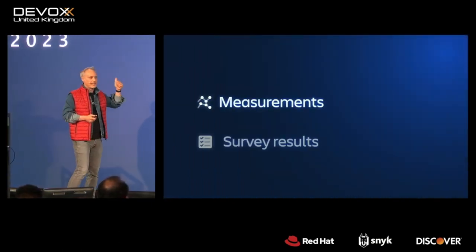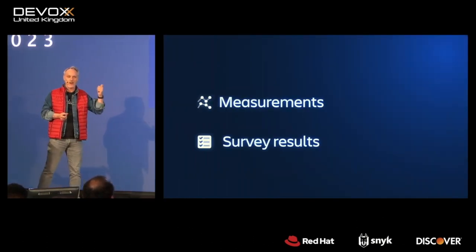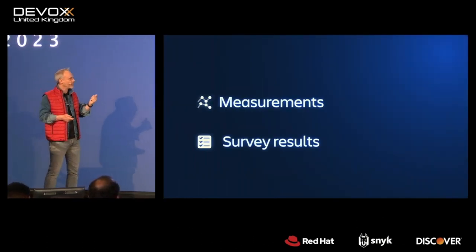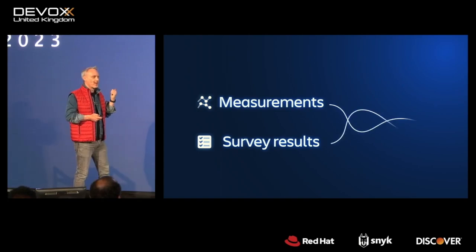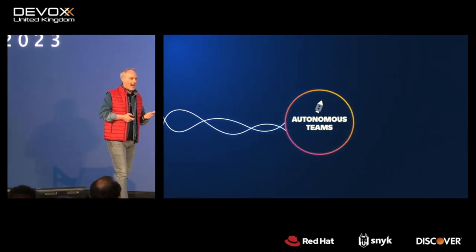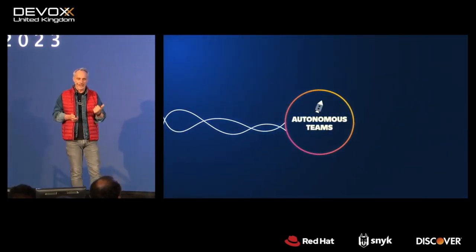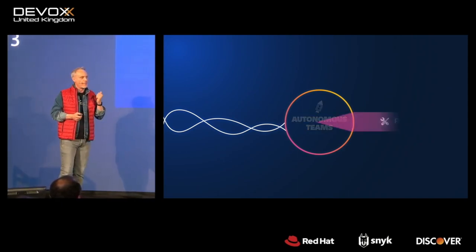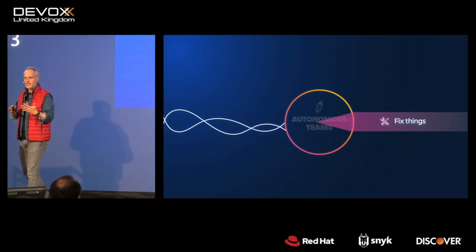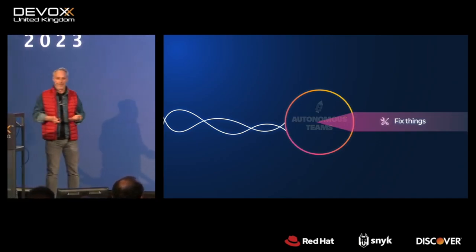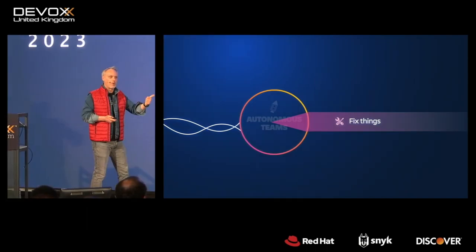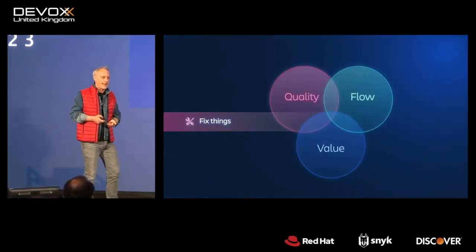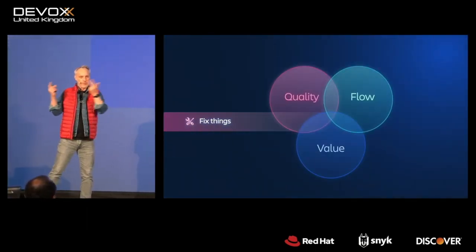So to sum this up, right? There are measurements, and they show you signals, how good you are and where you can improve things. But mix that with survey results. And give that to your autonomous teams, and give them time to carve out time to work on stuff and fix things, to improve their code quality, their developer flow, and the value they create for the customers.